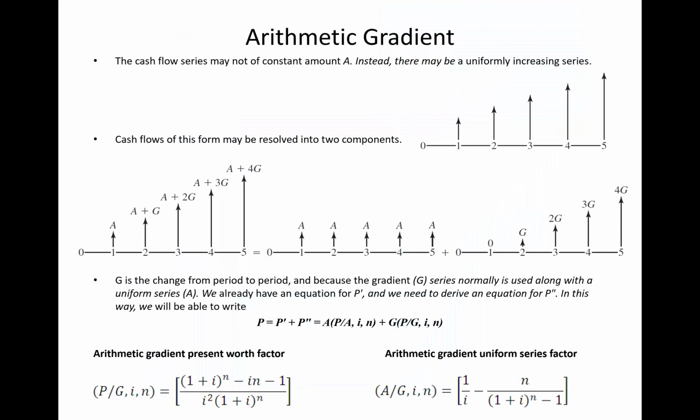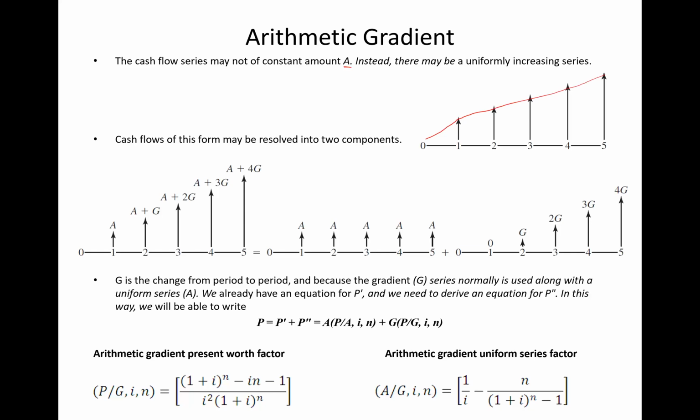Now, arithmetic gradient. Today we are going to see in detail the arithmetic gradient. The cash flow series may not be of constant amount A, because in the first part we saw that the cash flow can be a uniform series with a constant amount A. Instead, there may be a uniform increasing series. So here we have an increasing series. It's not a uniform series but an increasing series.